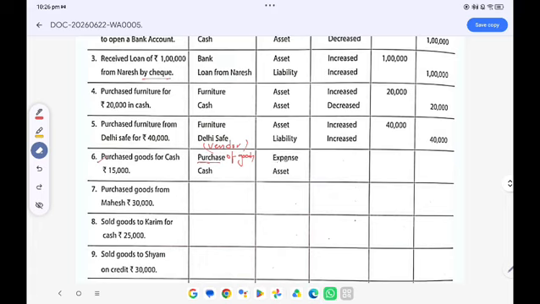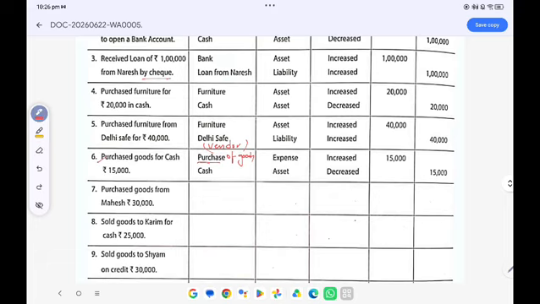Purchase is considered an expense because it is recurring in nature, and cash is an asset. So now our expenditure is increased. Even when we purchase goods, our cash balance is supposed to decrease. Expense increase, debit, and cash means asset decrease, credit.